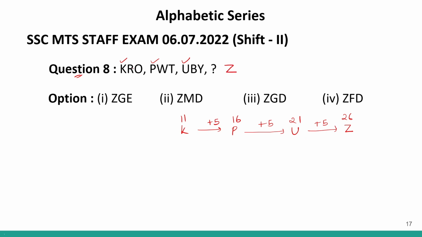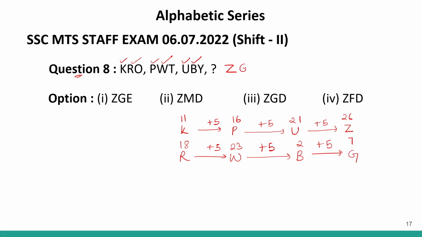Clear? Now, looking at the second one, R, W, B. R is 18, W is 23 and B is 2. So this is plus 5 clearly. Now, 23 to 2, let us count on fingers. 24, 25, 26 and then start again from 1. So 1 and 2. This is 5. 24, 25, 26 and 1 and 2. So this is also 5 positions forward. Now, I will move 5 positions forward. So I'll get 7, and at the 7th position we have G.